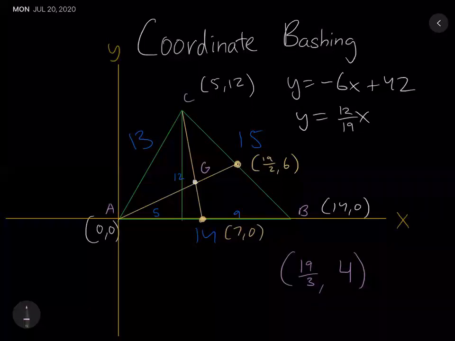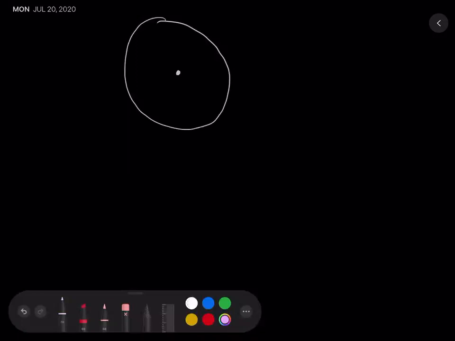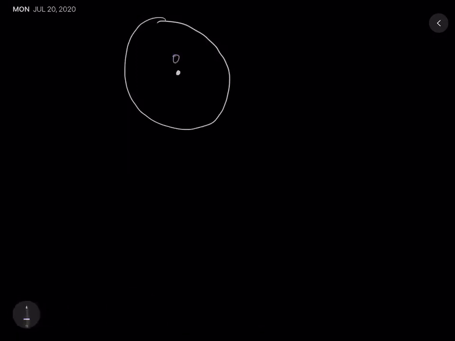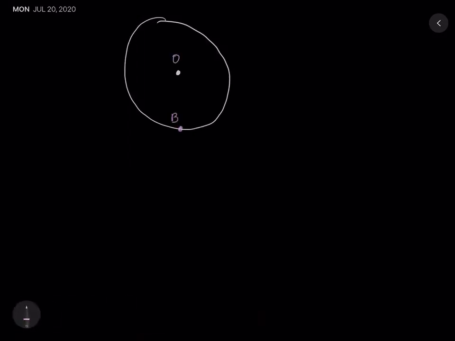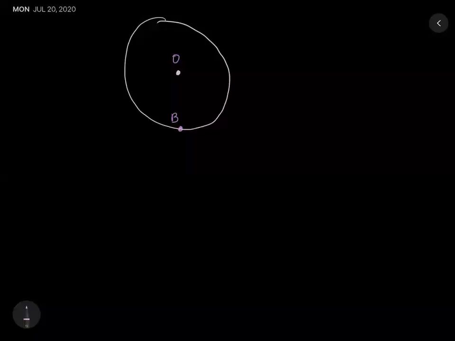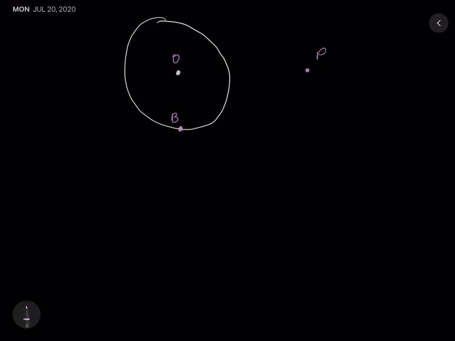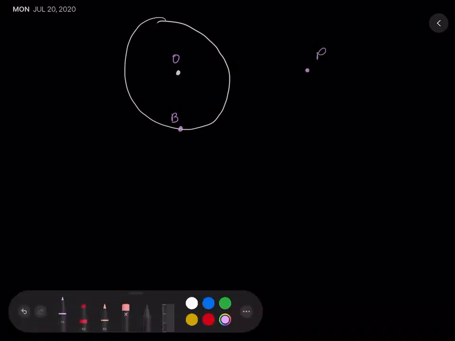What's a good example? We're back to circles. Suppose we had the circle, and we call it circle O. And let's label that point O. And we're going to have point B right here that lies on the circle. And we have this point P such that PO is perpendicular to OB.